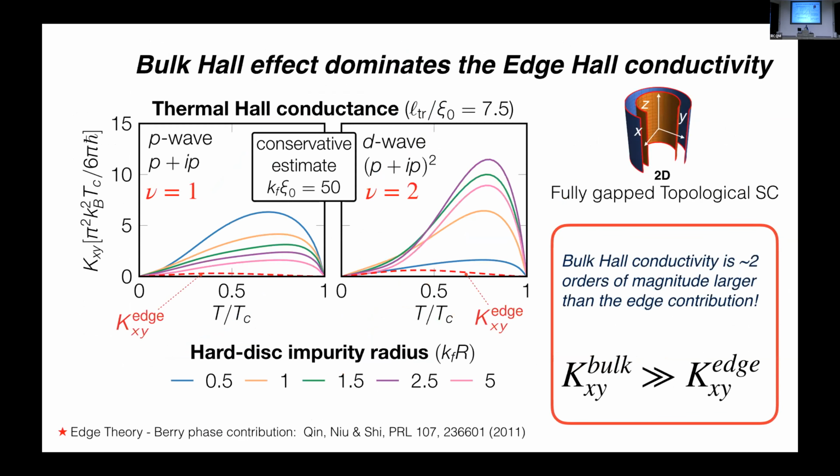So another comparison that's useful is to compare the bulk Hall effect from impurities versus the edge term. Here's your comparison for, say, a fairly conservative estimate on a superconductor with k_F ψ0 about 50. The impurity Hall terms generally dominate by a couple of orders of magnitude. You have to get to the ultra clean limit in order to expose the edge contribution.